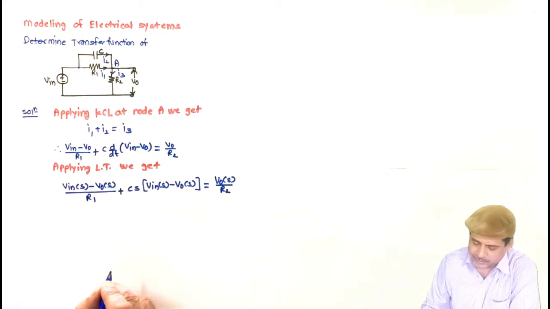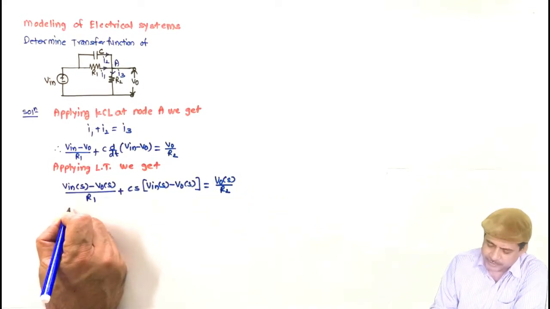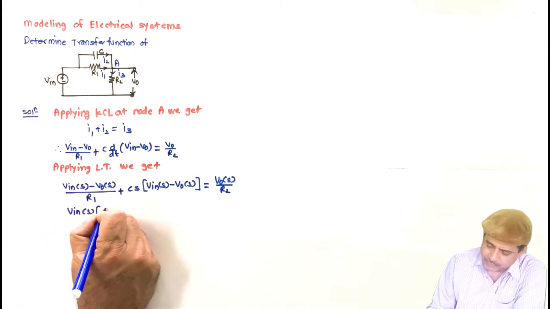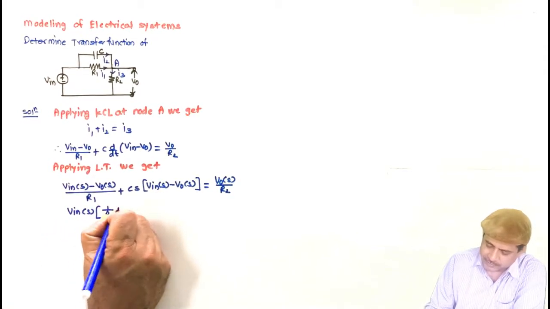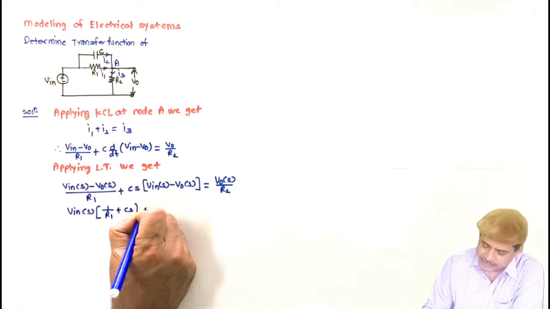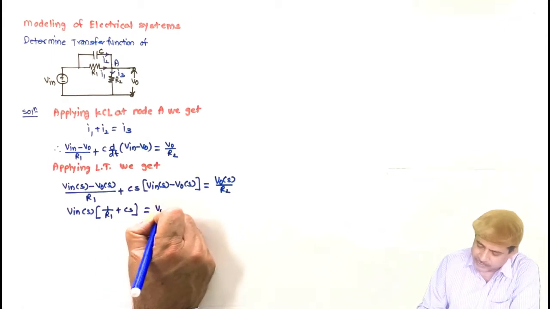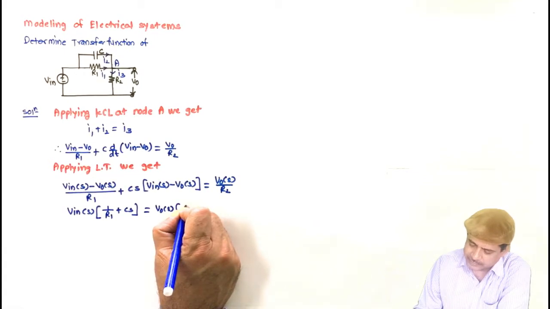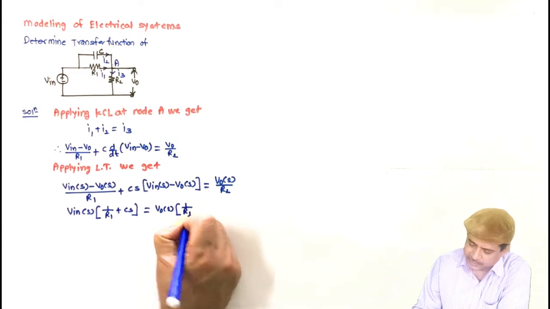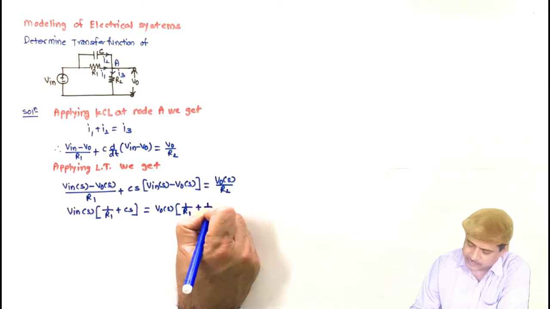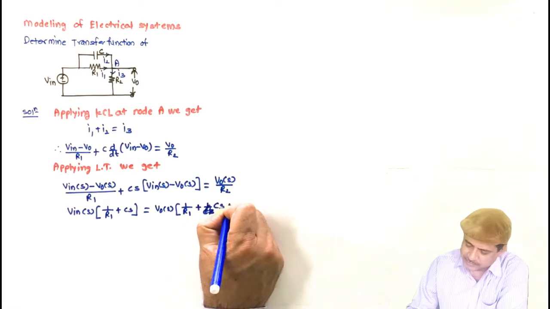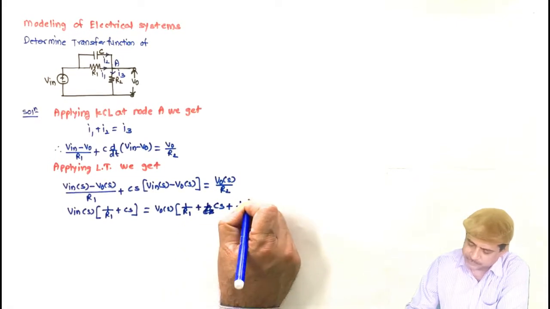Now collect the terms of input and output. That gives me V in of S into 1 by R1 plus CS, and that is equal to V output of S into the bracket 1 by R1 plus CS plus 1 by R2.